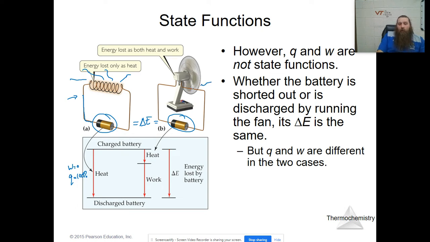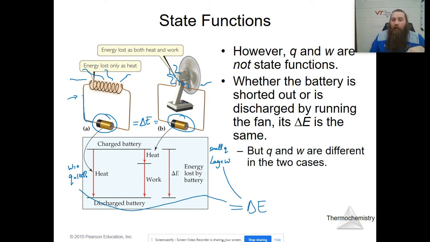On the other hand, if I hook it up to a fan, I'm still going to give off a little bit of heat, right? I'm still going to have a little bit of heat coming off this motor. So I'm going to have a small Q, but I'm going to have a large W. They're still going to equal the same delta E. So this is a non-state function.